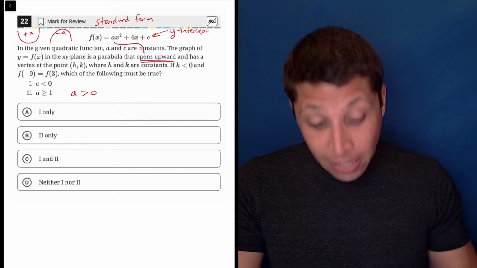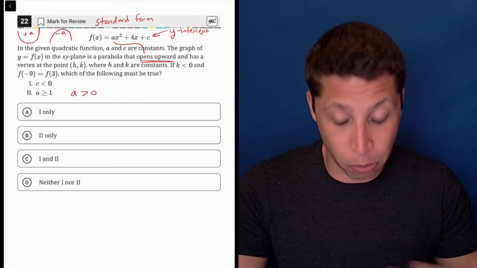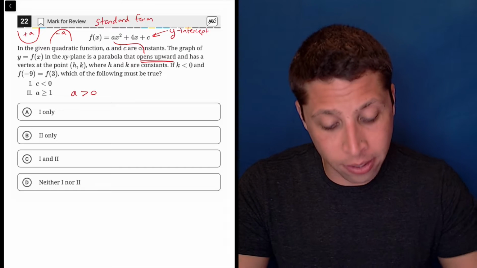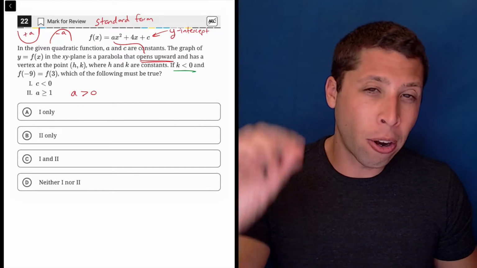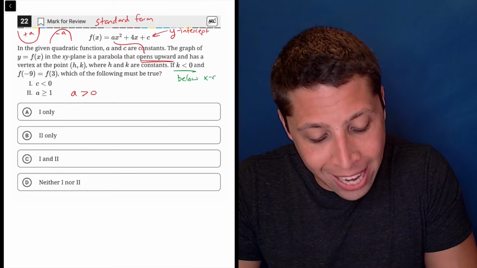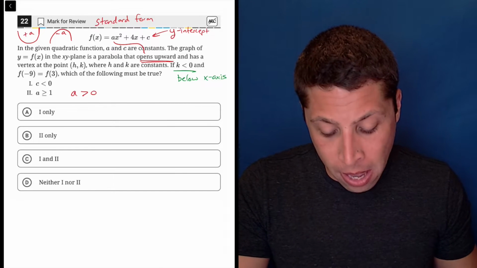So continuing, they're now talking about the vertex. The vertex is at the point (h, k). That's the normal way that we talk about vertex for generic formulas where h and k are constants. They do tell us that k is less than 0, meaning that our vertex is going to be below the x-axis. Okay, so it's going to be below the x-axis. I'll draw that in a second.